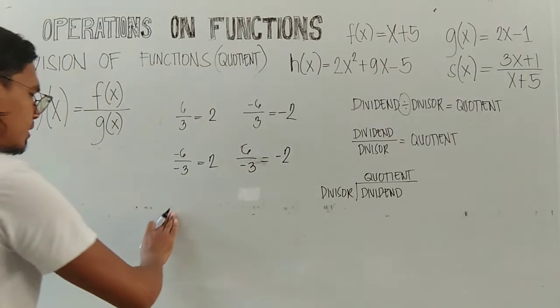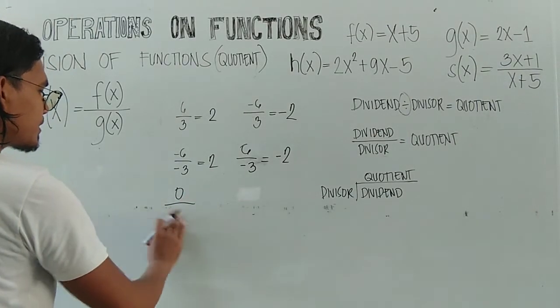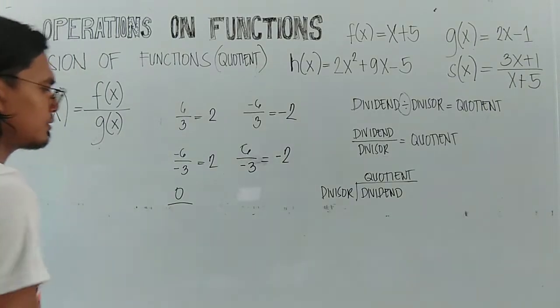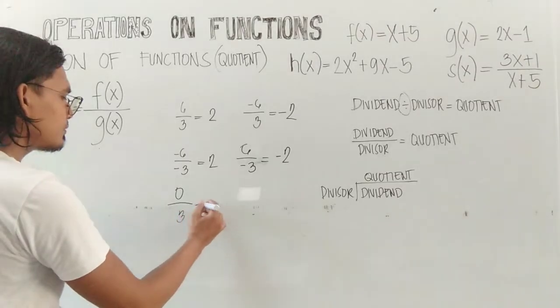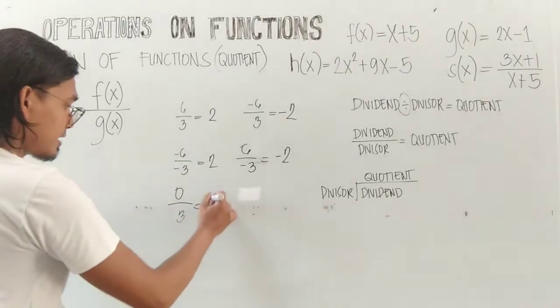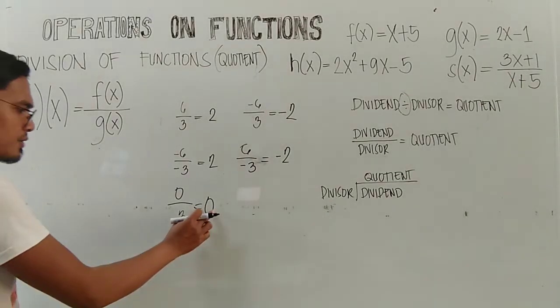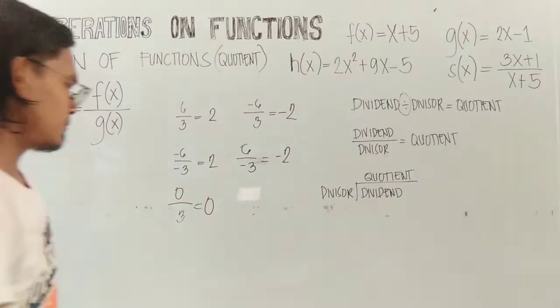I will give you another example. Most of you are confused when dividing numbers with zeros. For example, we have 0 divided by 3. That will give us a quotient of 0. Check: 0 times 3 equals 0.